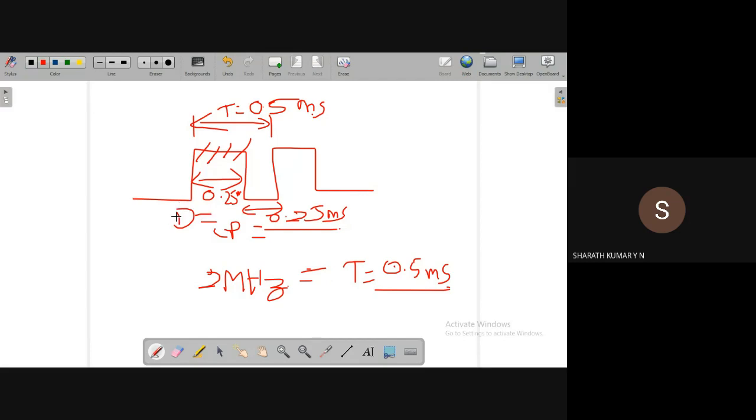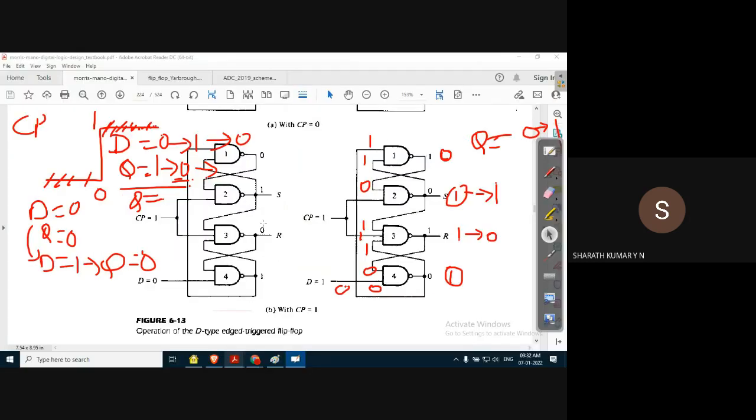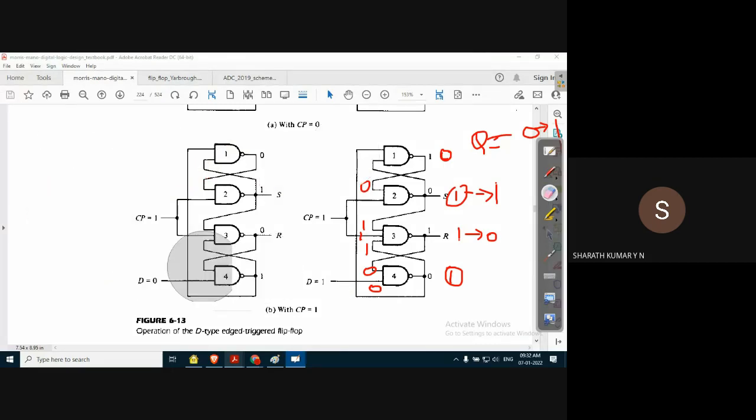Especially, the circuit will change the state when the clock pulse goes from 0 to 1. As long as it is 0, no matter how many times the input changes, the output will hold one state. For example, if D is 0, Q is set to 0 after some settling time. After that, even when D changes, Q will not change. Q remains 0. Okay, so that's why it's called an edge triggered flip flop. The circuit is sensitive only during the edge of a clock pulse.